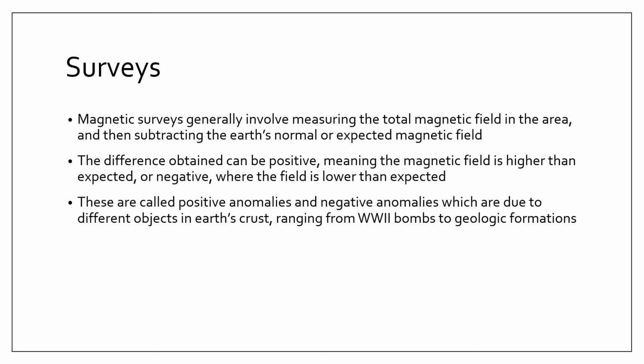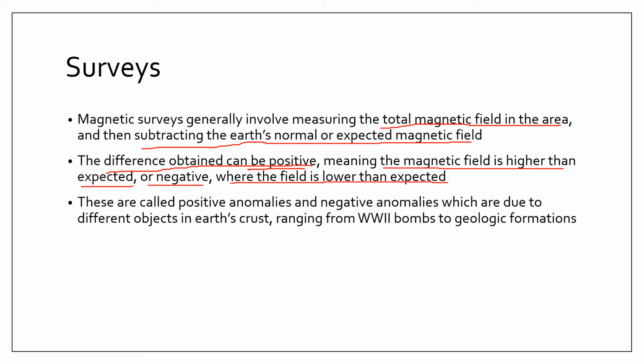Surveys are generally concerned with getting the total magnetic field of your area and then subtracting out the magnetic field due to the Earth. The difference that you get can be either positive or negative. When you have a positive difference, it means that the magnetic field is higher than expected. And when you have a negative difference, you have a field that is lower than expected.